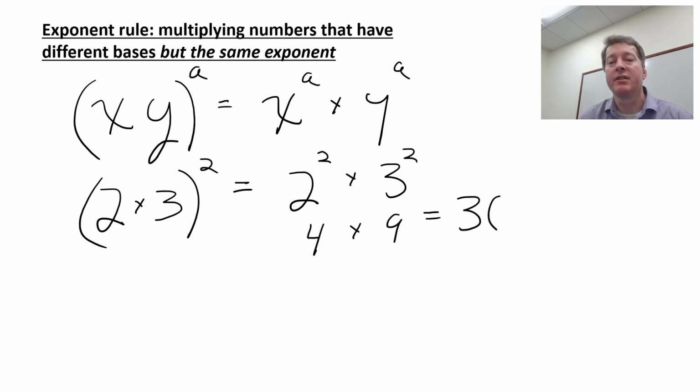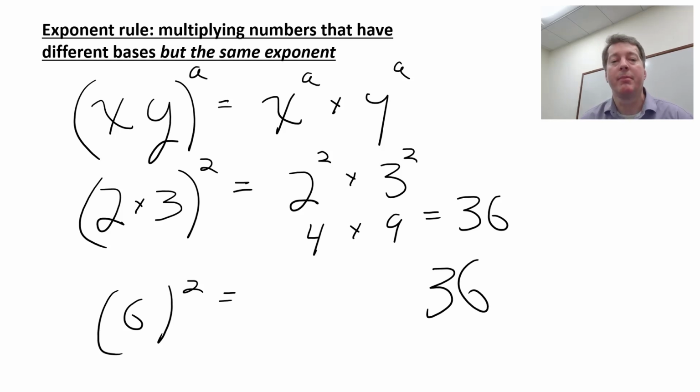That is 36. And one thing I'll point out, suppose that (2 times 3) squared, so that's the same as 6 squared, and 6 squared is what? It's equal to 36. So that all matches up.